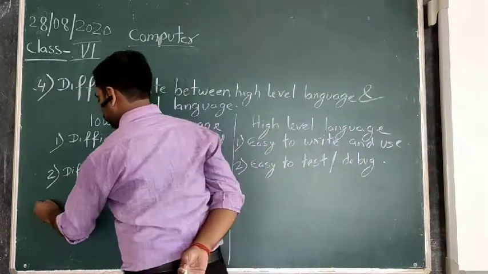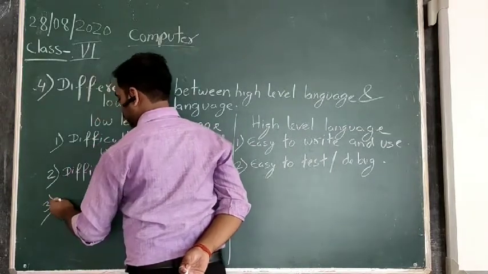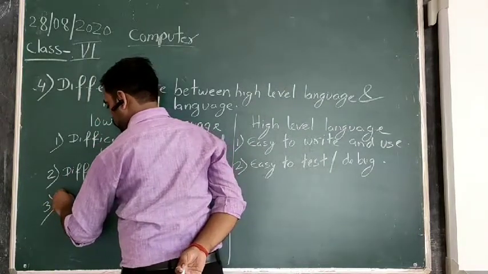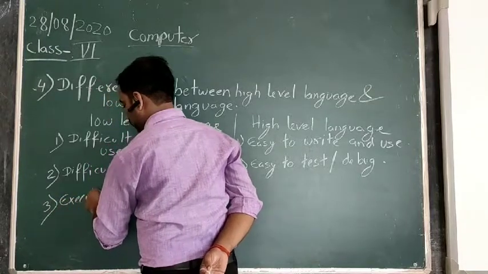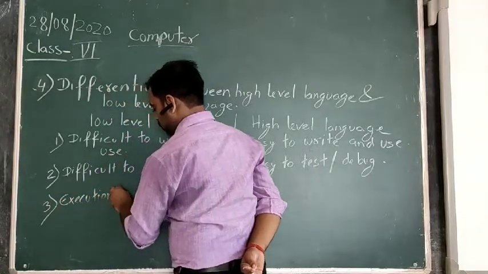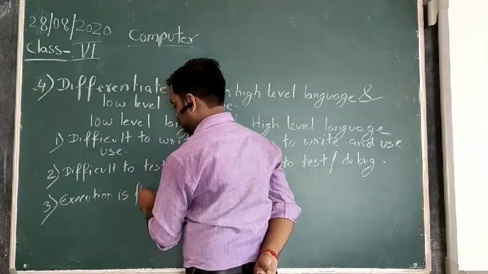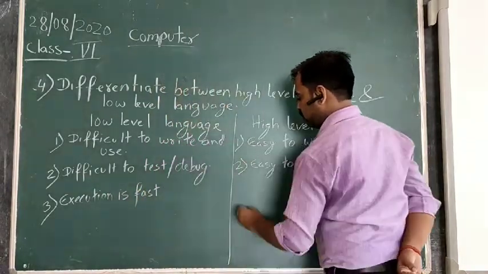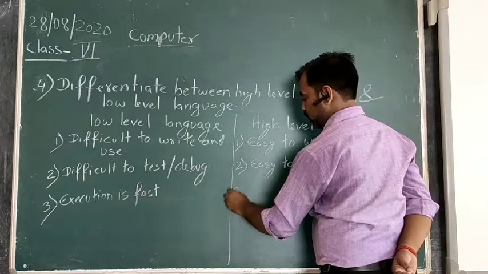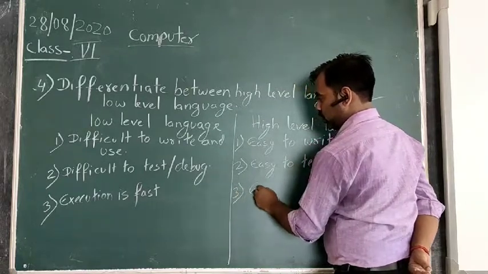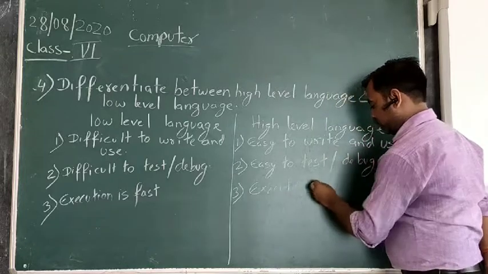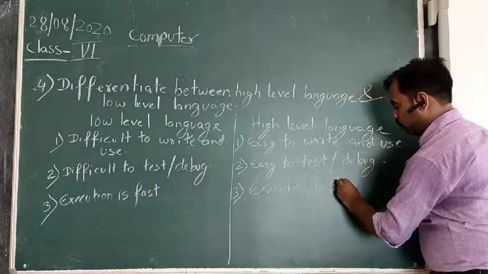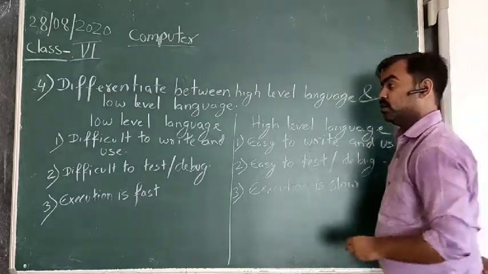Third difference is execution is fast. Execution is fast. Whereas for high level language, execution is slow.